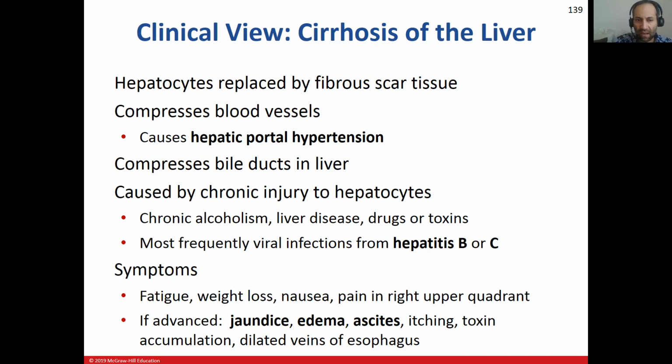So some of the signs and symptoms of cirrhosis of the liver and hepatic portal hypertension: weight loss, nausea, fatigue, pain, jaundice, ascites. The fluid starts to accumulate in your belly because, again, the liver is not making your plasma protein. And in the absence of the plasma protein, all of this water spills out of your cells and accumulates into your abdomen, causing ascites. Okay, even dilated veins of the esophagus, which can lead to esophageal varices, as I mentioned.